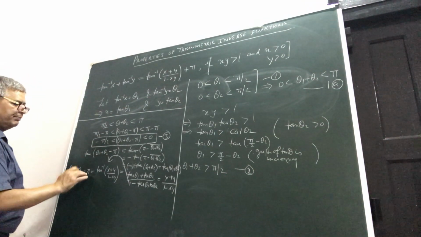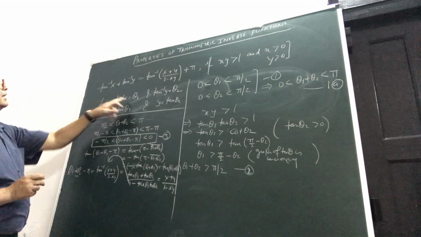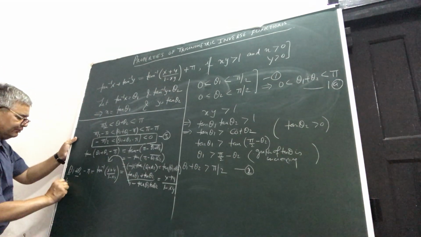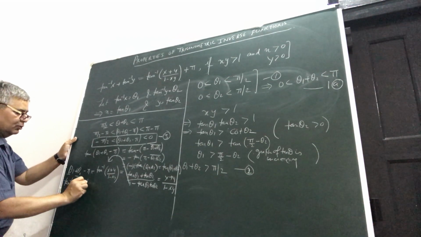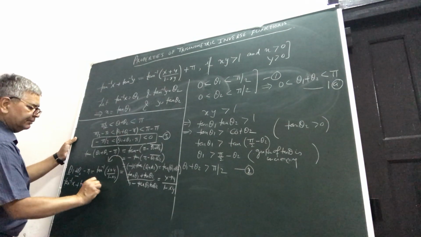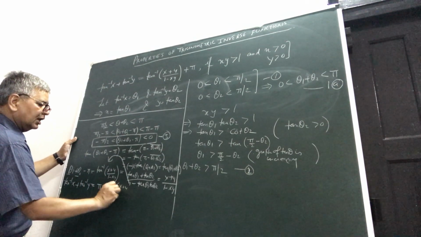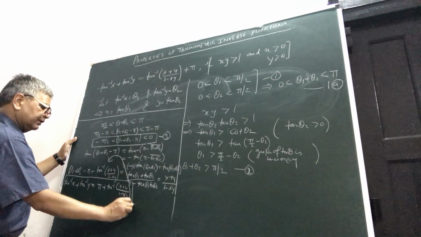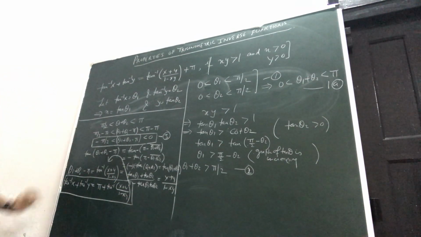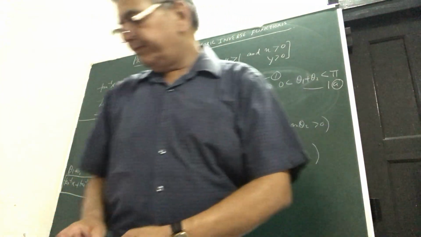Now, bring this pi to this side, and you get the result. Put the values of theta 1 and theta 2. Theta 1 is what? Tan inverse x plus tan inverse y is equal to what? This pi you bring to the other side: pi plus tan inverse of (x plus y) upon (1 minus xy). And this is the result which we were looking for. So we have proved it.